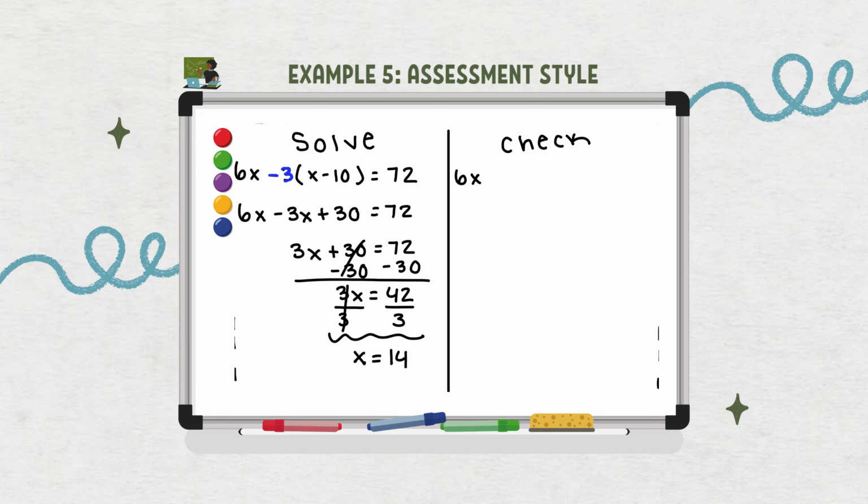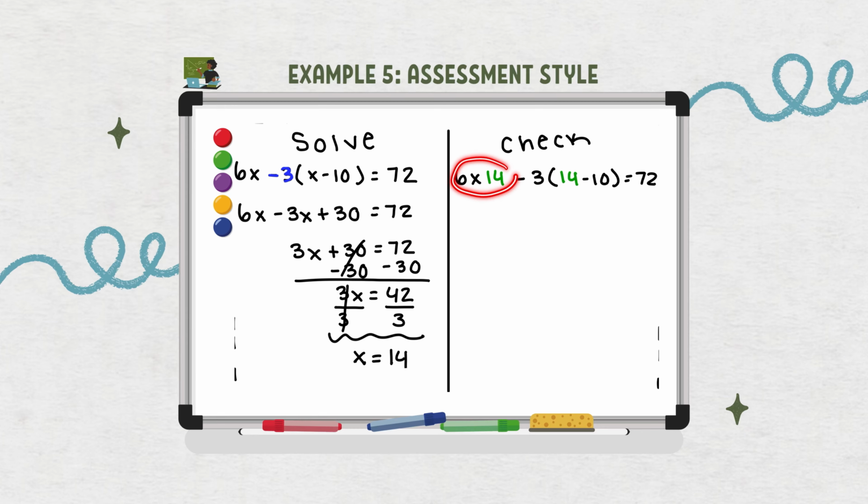So I'm going to go ahead and plug things in. So this says 6 times 14. I should have used a dot for multiplication because that looks like 6x14, but it's not. That's exactly why we use a dot now. Minus 3 times 14, because I plug in 14 for x, minus 10 equals 72.